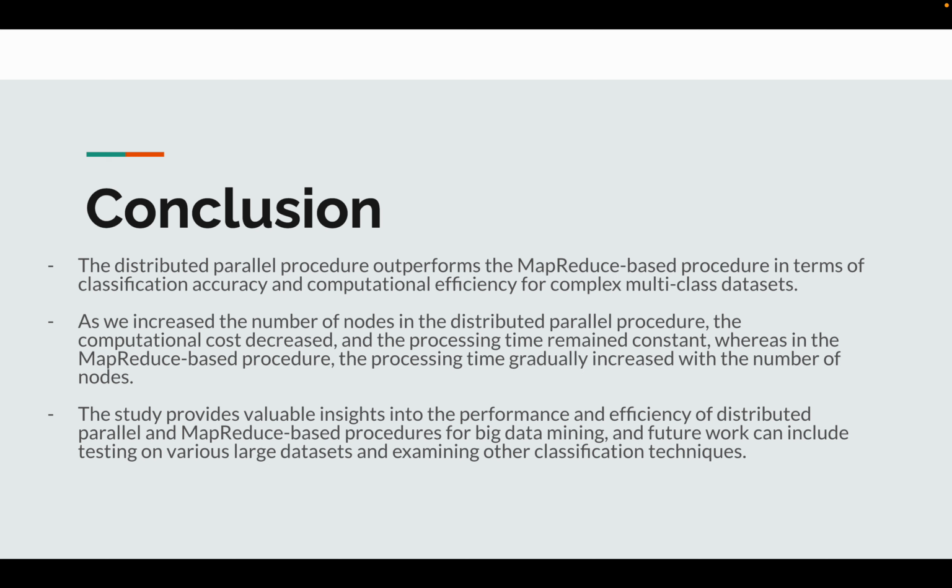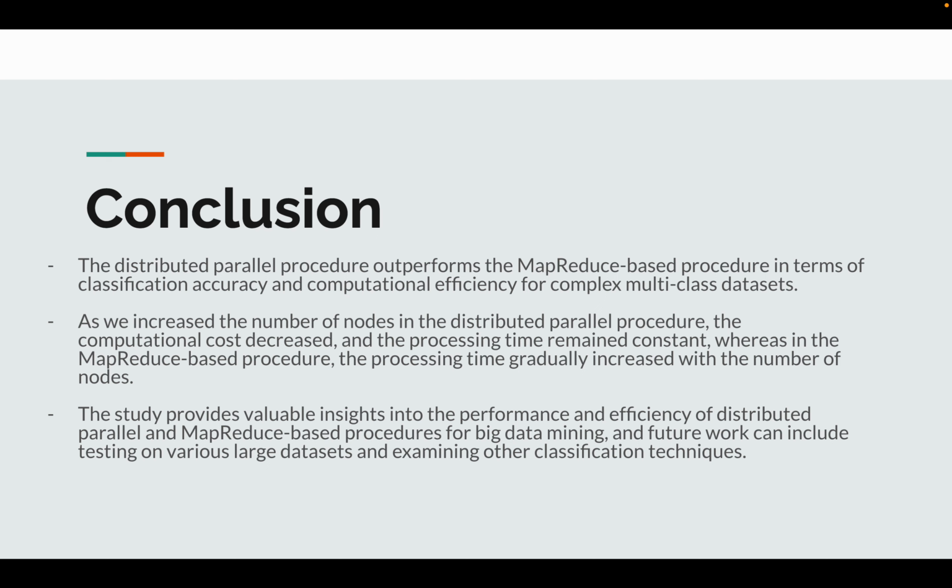Moving on to the conclusion, the main goal of this study was to compare the performance and efficiency of the two procedures. To achieve this, we conducted an experiment on two large public datasets, that is the cover type and the person activity dataset. The result of the experiment showed that the distributed parallel procedure outperforms the MapReduce based procedure in terms of classification accuracy and computation efficiency.